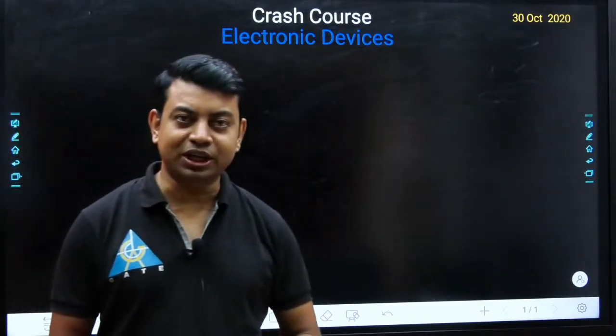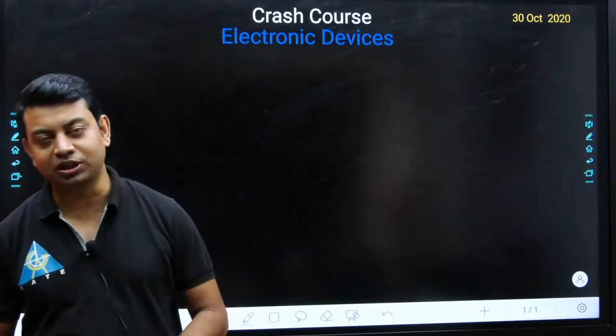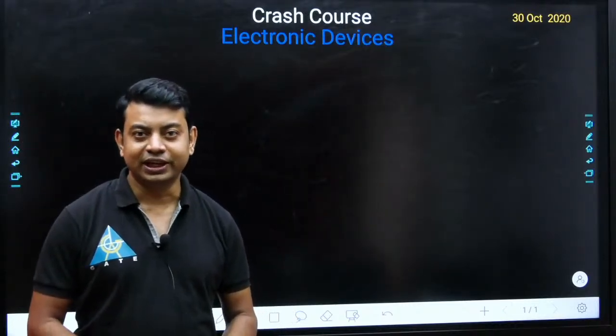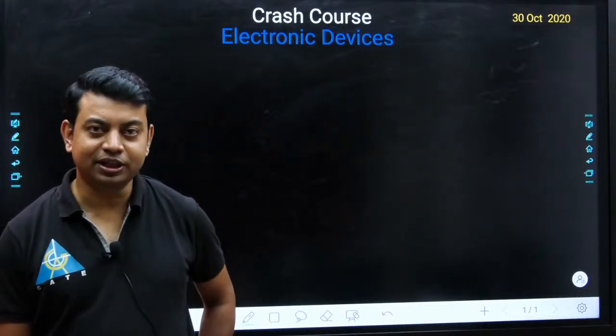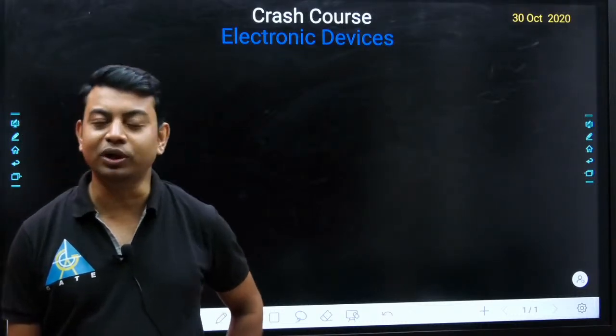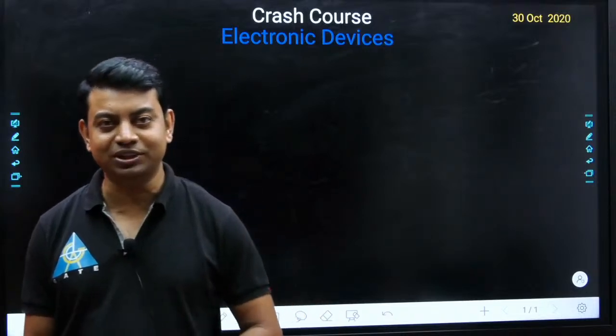Today we are going to start another new portion of first unit, that is basic semiconductor physics, and that portion is very important from the GATE point of view, and that portion is nothing but low level injection. So we are going to see low level injection.